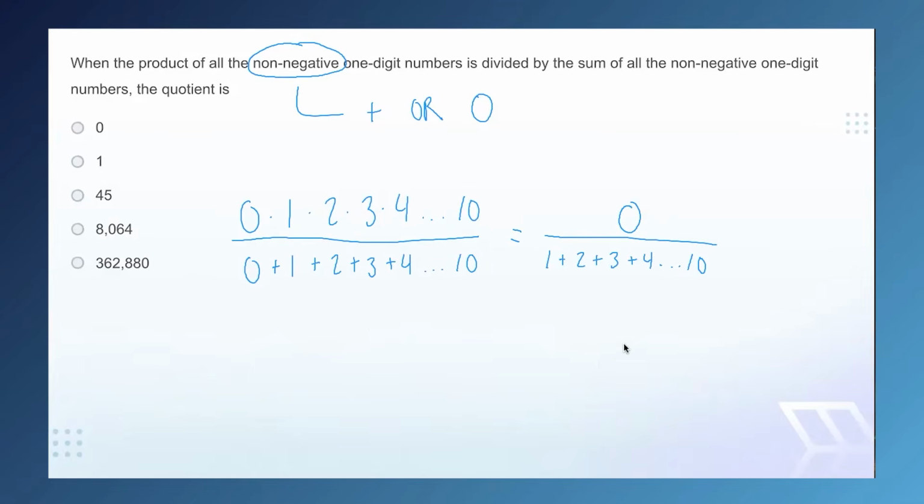Now, at this point, we also know that 0 divided by anything gives a quotient of 0. So it also doesn't matter what 1 plus 2 plus 3 plus 4 all the way up to 10 is. Because our numerator is 0, our quotient will be 0. So the quotient of our expression is 0, or answer choice A.